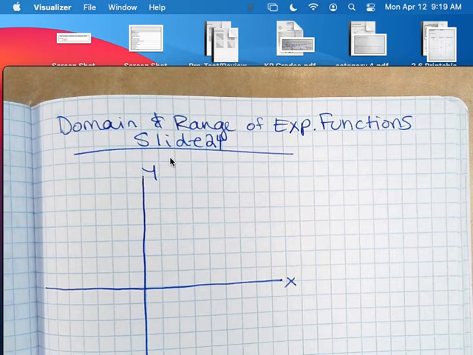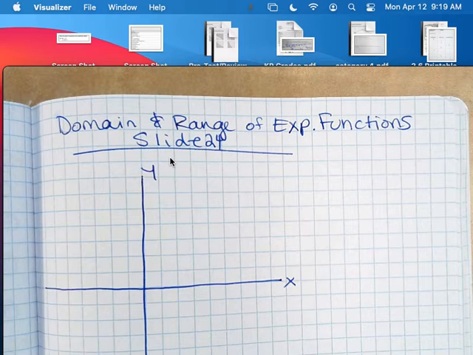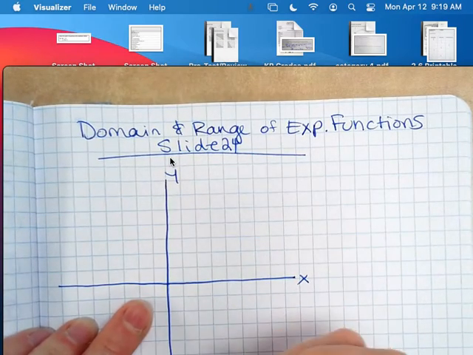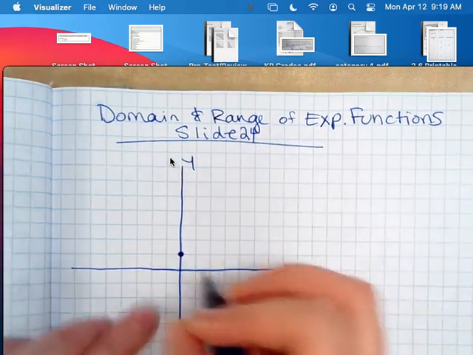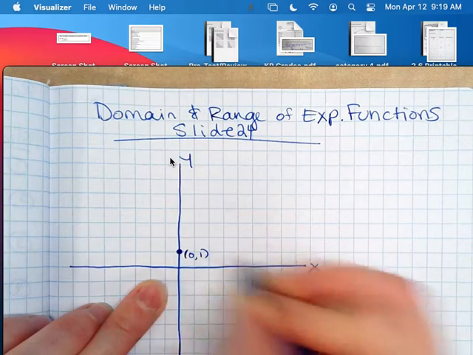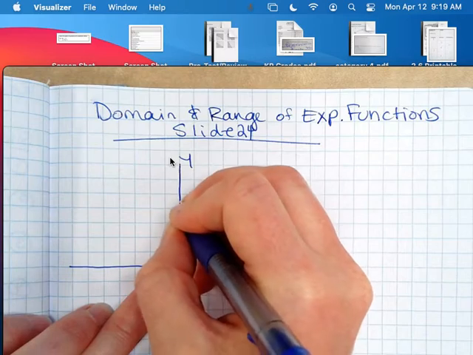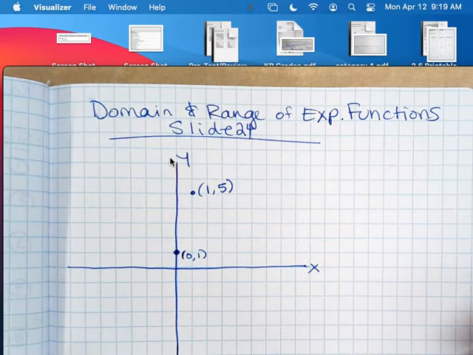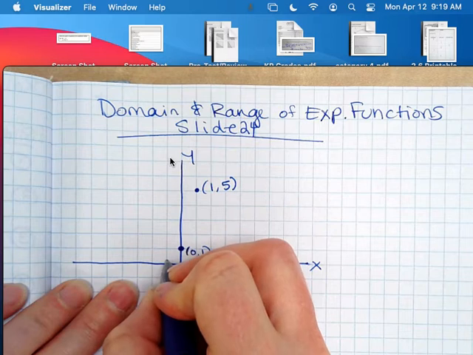It says an exponential function containing these points: (-1, 0.2), (0, 1), (1, 5), and (2, 25). We just need 3 points on this, so let's just go by ones. It says (0, 1) would be right here. And then it says (1, 5), so 1, 2, 3, 4, 5. And negative 1, 0.2. So negative 1 and 0.2.